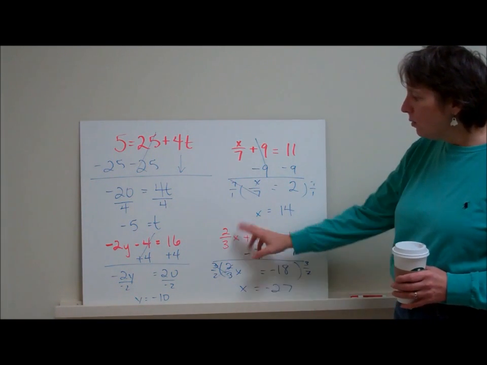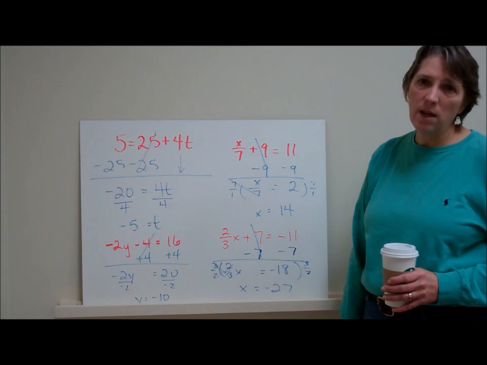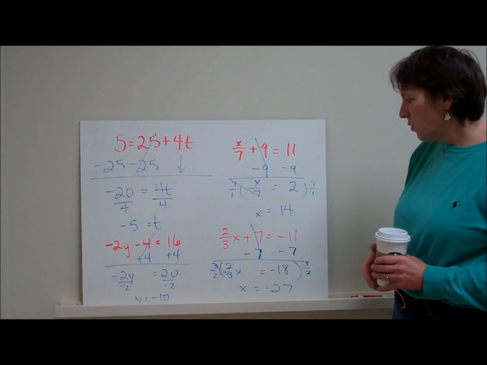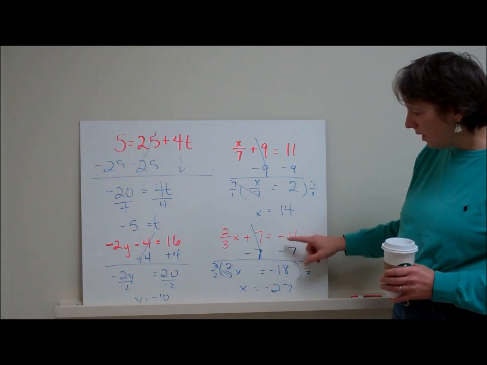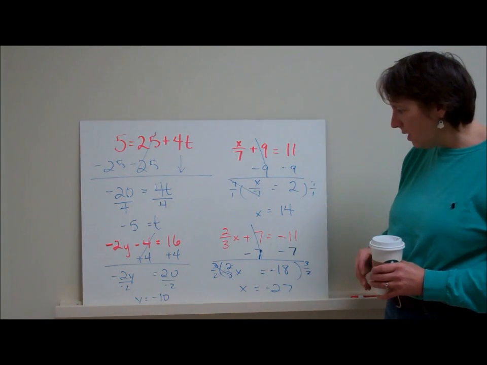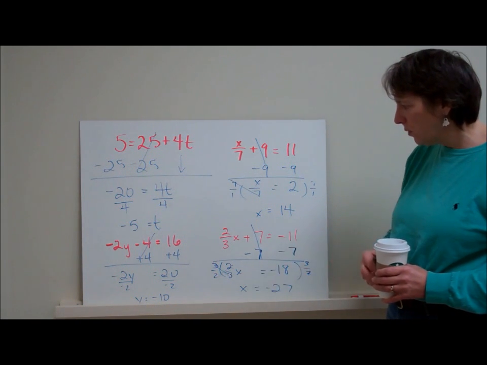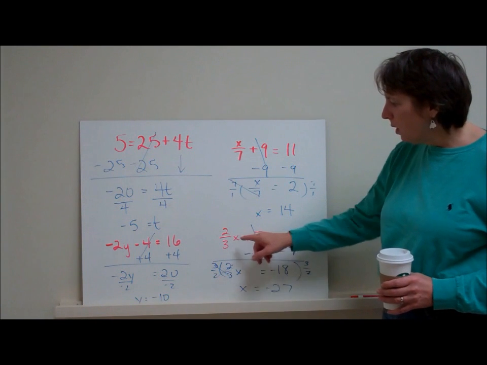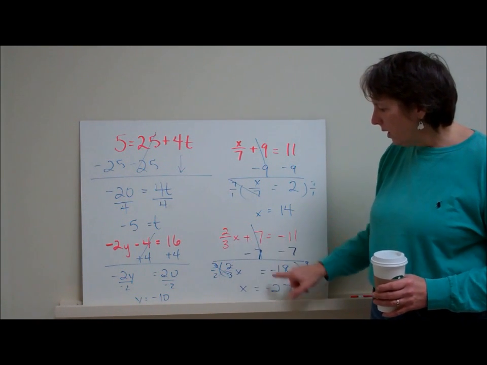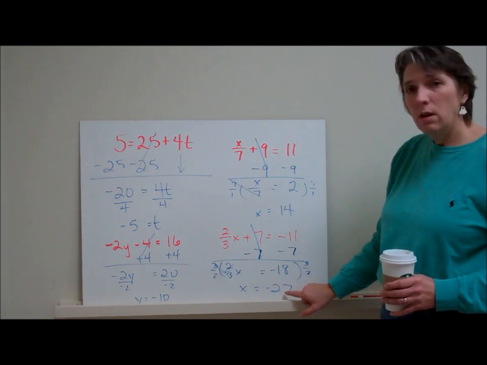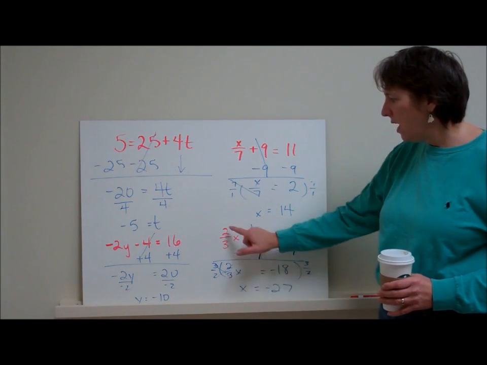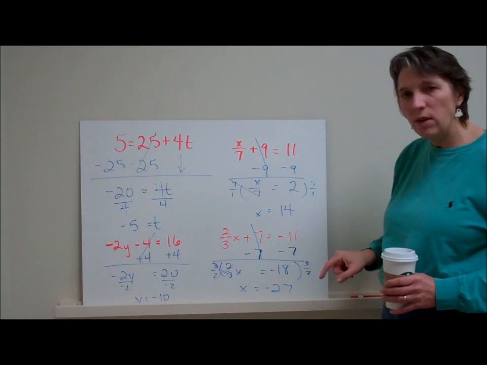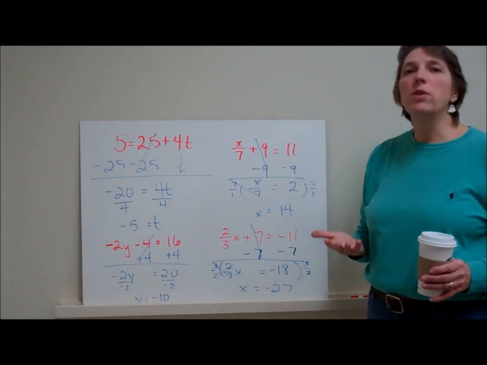And down here I threw a fraction that had something besides a 1 in the numerator. And said 2/3 x plus 7. Subtract 7 from both sides. Here's that tricky thing. Negative 11 minus 7. Should have gotten negative 18. Multiply by the reciprocal of 3/2. x equals negative 27. When we plug it back in here, 3 goes into negative 27 negative 9 times. Negative 9 times 2 is negative 18. Negative 18 plus 7 is negative 11. You should be able to do that.